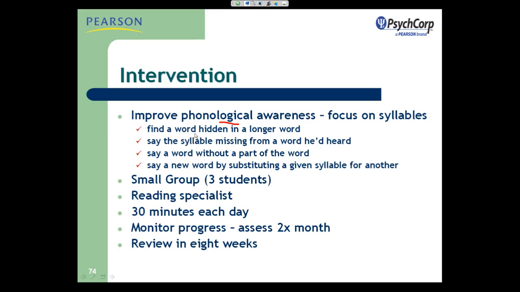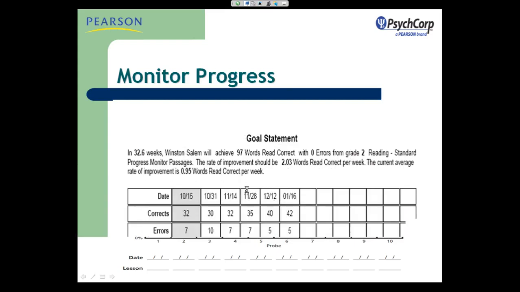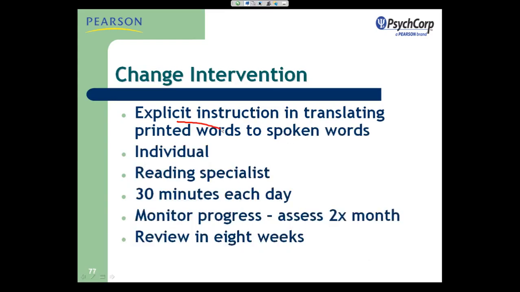we used Dr. Berninger's lessons, asking the child to find a word that's hidden in a longer word, say the syllable missing from a word he hears, say a word without a word part, say a new word by substituting a given syllable. We reviewed, and he didn't make as much progress as the other two students in the group, so we changed the intervention and implemented the alphabetic principle. We provided explicit instruction in translating the printed to the spoken word, and we worked with him individually.